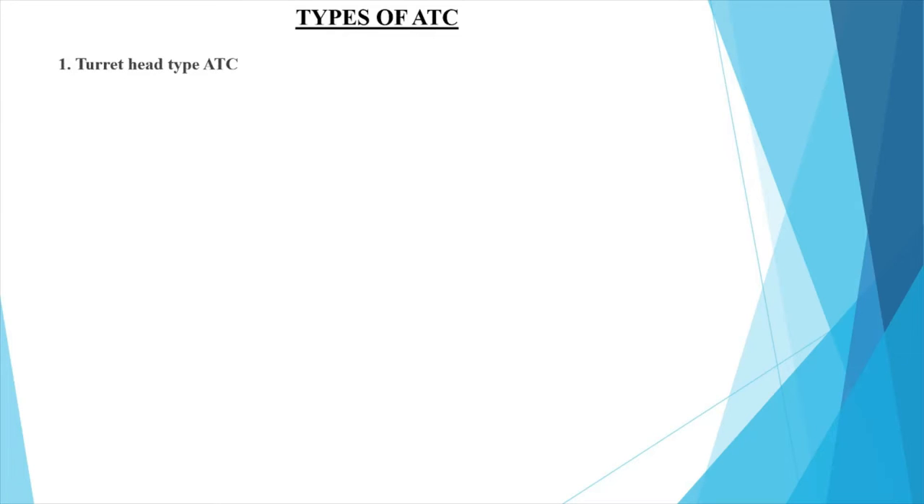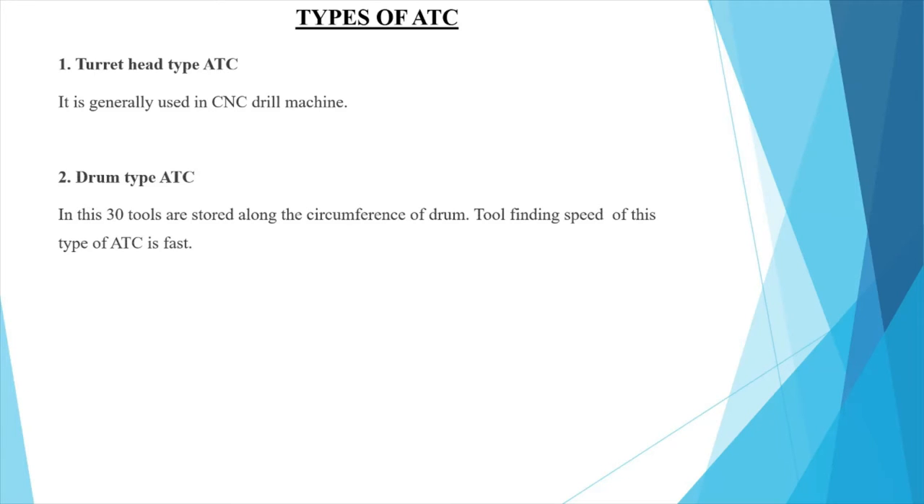First type of ATC is turret head type ATC. It is generally used in CNC drill machine. Second is drum type ATC. In these, 30 tools are stored along the circumference of drum. Tool finding speed of this type of ATC is fast.